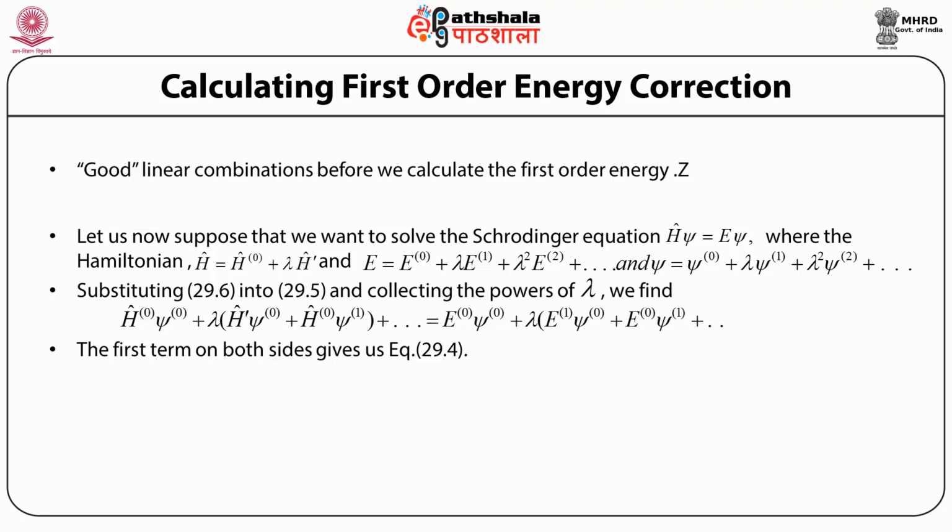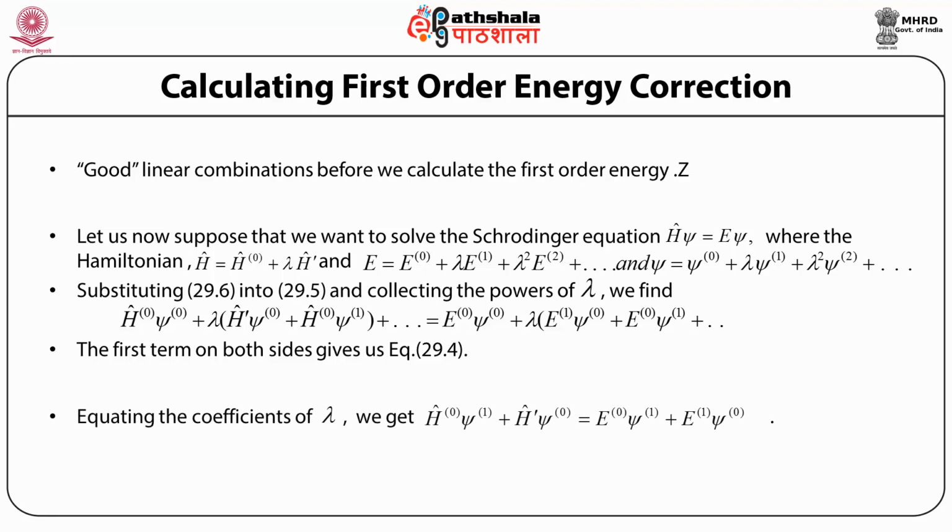Substituting 29.6 into 29.5 and collecting the powers of lambda, we find H0 psi 0 plus lambda into (H prime psi 0 plus H0 psi 1) plus dot dot dot equals E0 psi 0 plus lambda into (E1 psi 0 plus E0 psi 1) and so forth. The first term on both sides gives us equation 29.4.